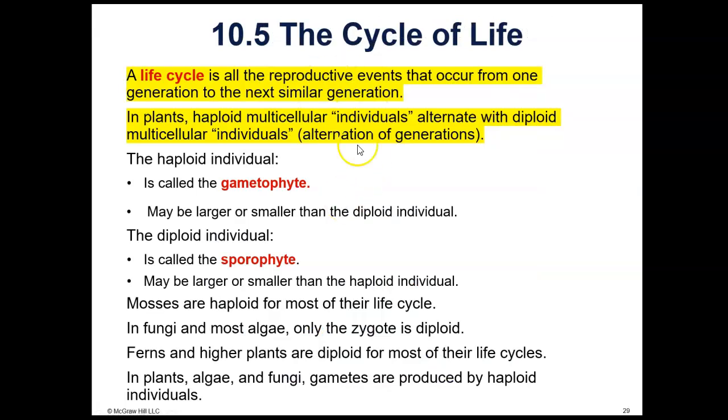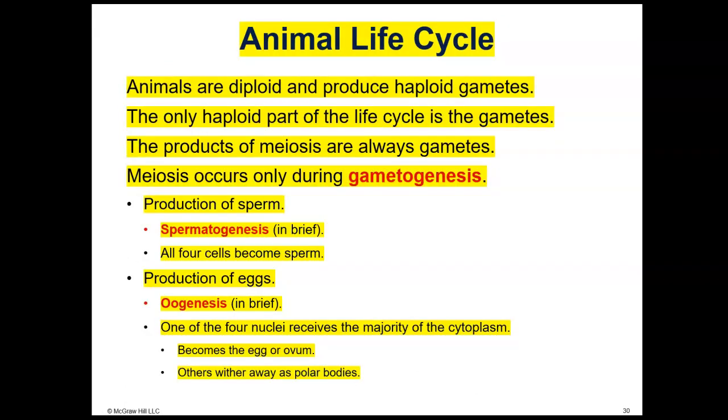All right, then we have this section on the life cycle. A life cycle of any organism is all the reproductive events that occur from one generation to the next generation. Plants undergo a life cycle that we call alternation of generations, and that means plants can have a haploid multicellular individual that alternates with a diploid multicellular individual. This is something that we will learn more about in Bio 112, and it's just more than I want to go into today.